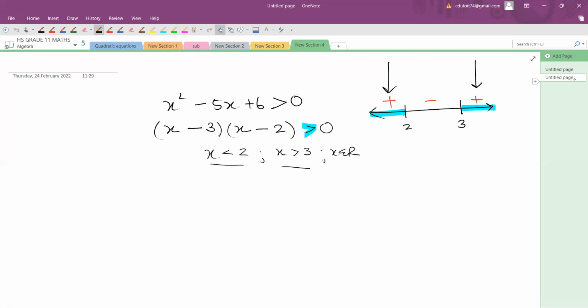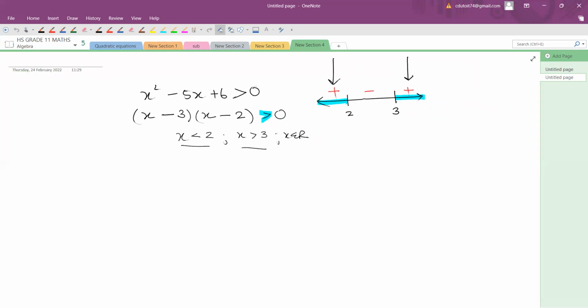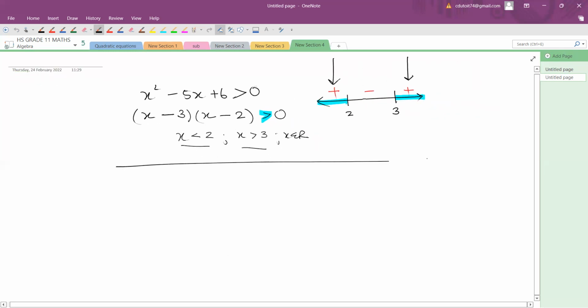Do you want to try one? I'm going to leave it just like that. And then we have x squared negative 4x negative 5 is smaller or equal than 0. I'm going to keep it easy for now.